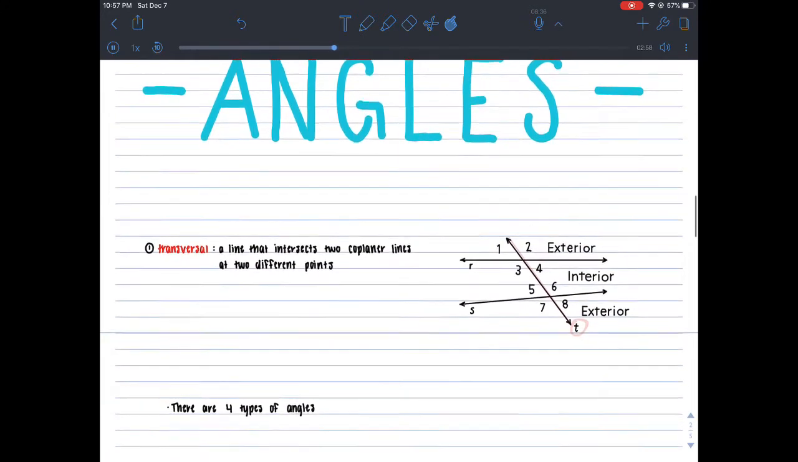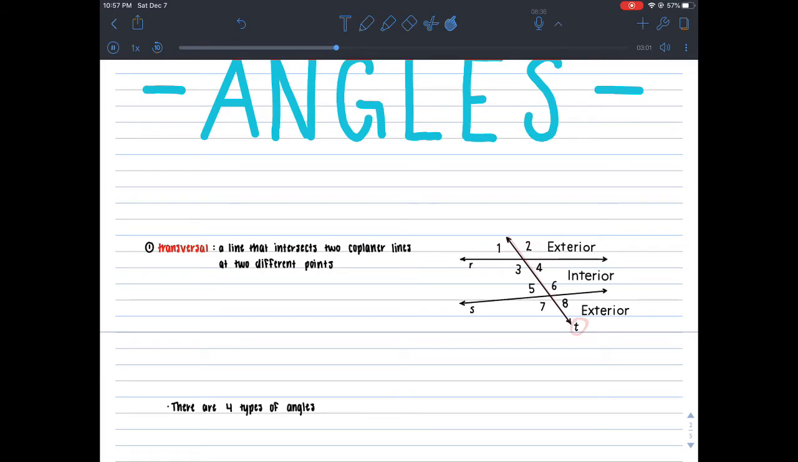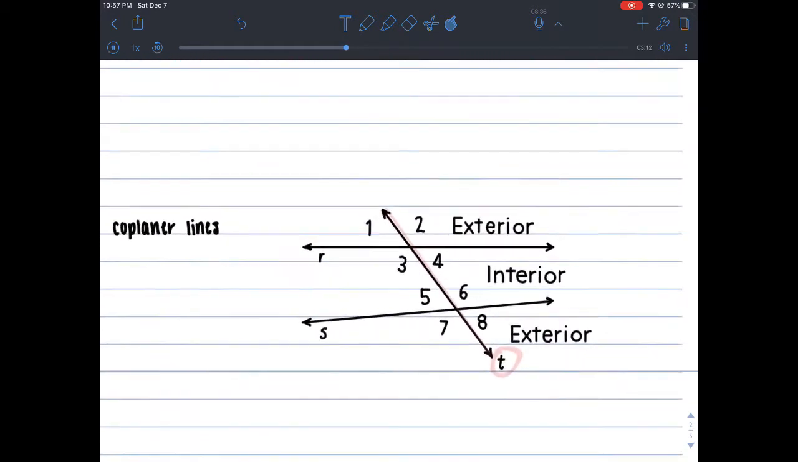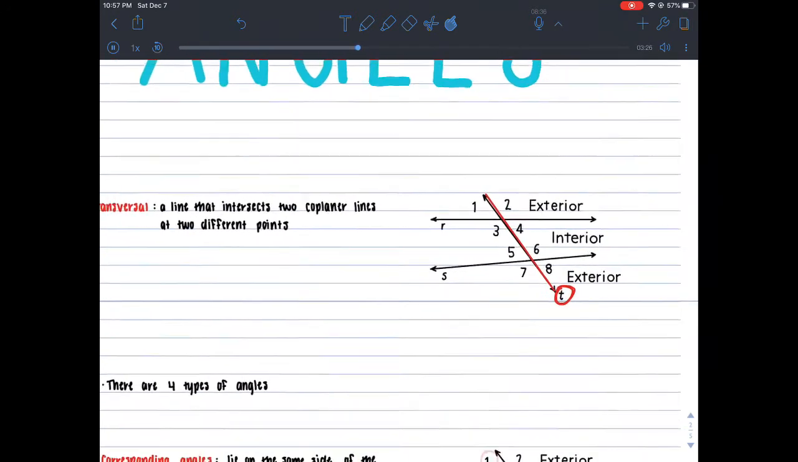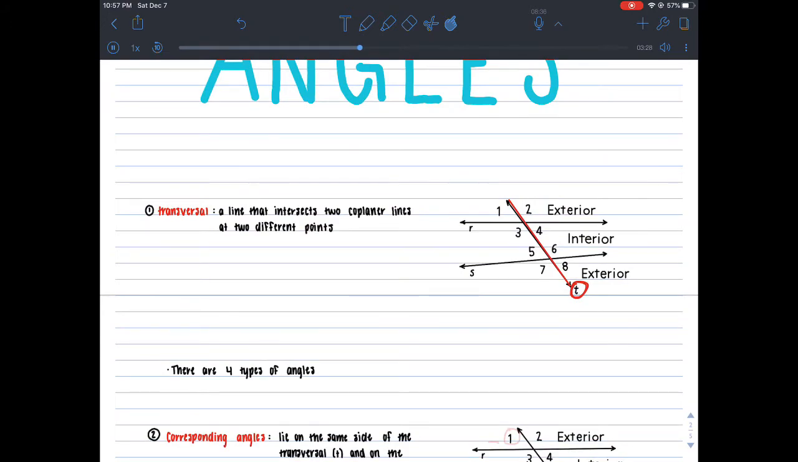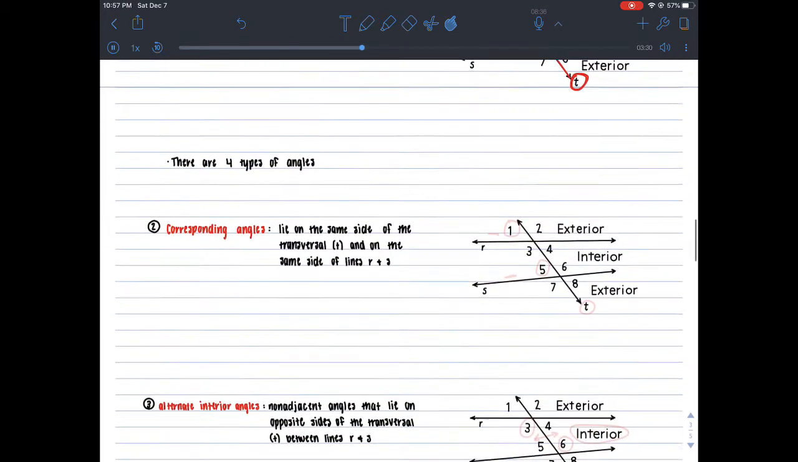Before we talk about any types of angles, we need to know what a transversal is. A transversal is a line that intersects two coplanar lines at 2 different points. So on my diagram, our transversal is this line right here, covered in red. This is a transversal. For the time being, our transversal is going to be denoted by the letter T. Now we can talk about the 4 types of angles we have.